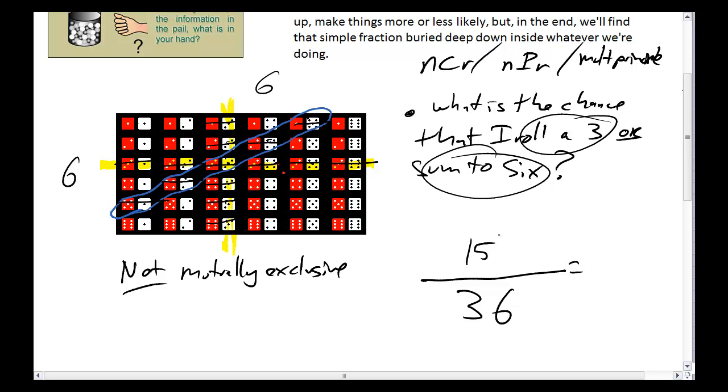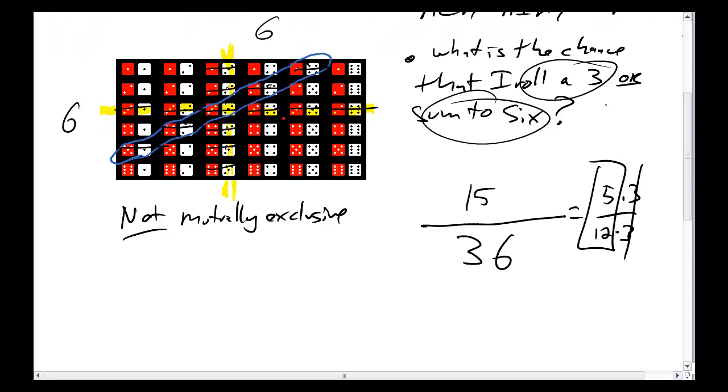Now, if you like, you can reduce this. 15 is 5 times 3, and 36 looks like it will be 3 times 12. So I can cancel this out and say my final probability is 5 over 12. But notice how I was careful to not double count. When you talk about or, we do have this idea that there's 1, 2, 3, 4, 5. There's 5 different ways that I can get a sum of 6.